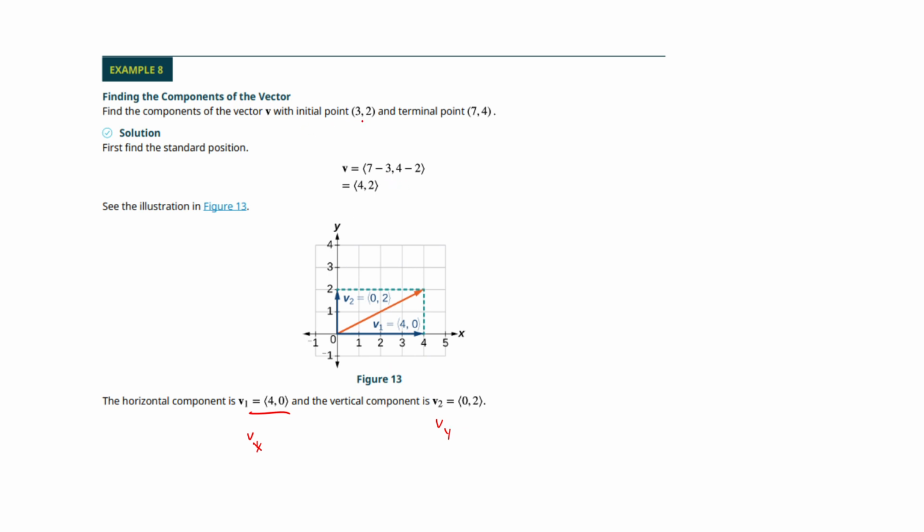So we have an initial point and a terminal point. First let's find this position vector. Okay, we saw how to do that. You take the terminal minus the initial for the x and the y, and we get this. So here's the position vector, 4, 2. Well, what part of the vector is happening in the x direction? Well, that's 4, 0. It's all x. What part is happening in the y direction? 0, 2. We basically have just broken this down into its x component and its y component. That's all.